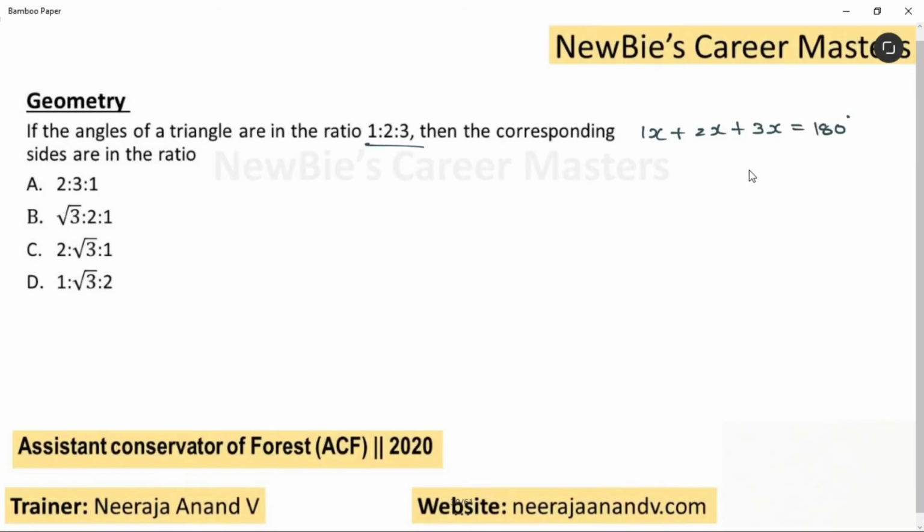From this, we can find each angle's value. X value is 180 divided by 6. We get the answer as 30. That means for the first angle, just replace this X value. We get one angle 30, another angle 60, and another angle 90. Hope this is clear. We got the values of each angle: 30, 60, and 90. Let's use the sine rule for this.